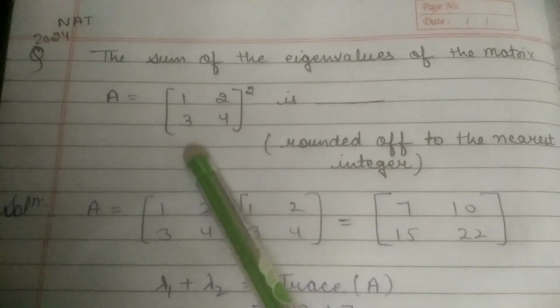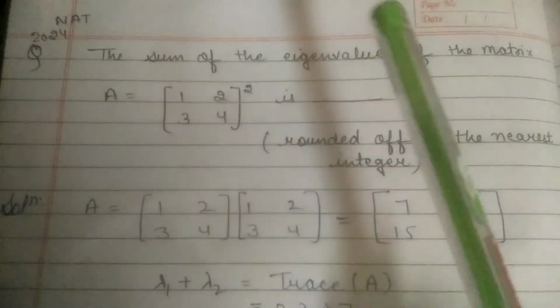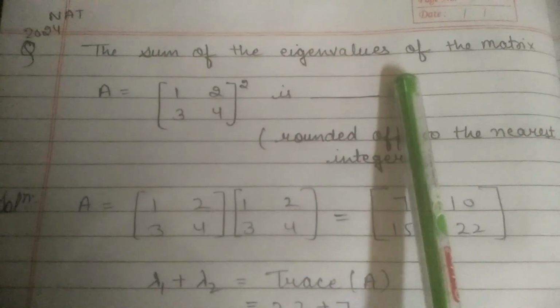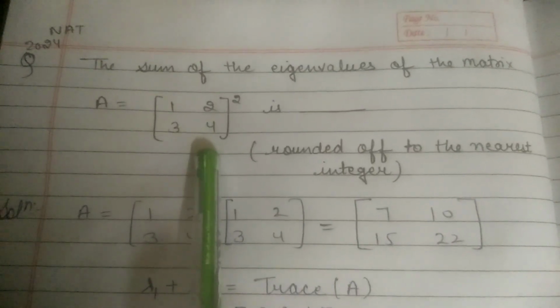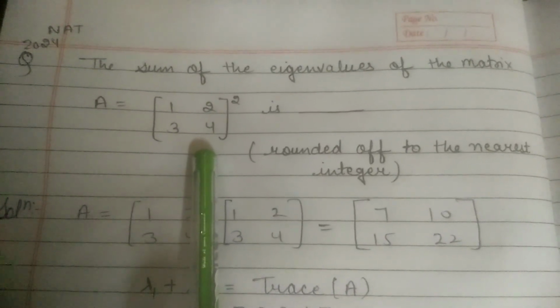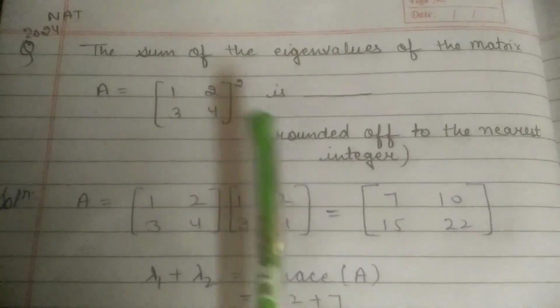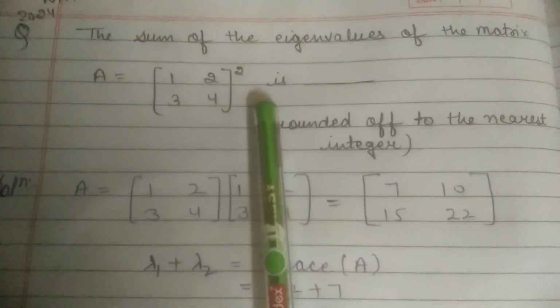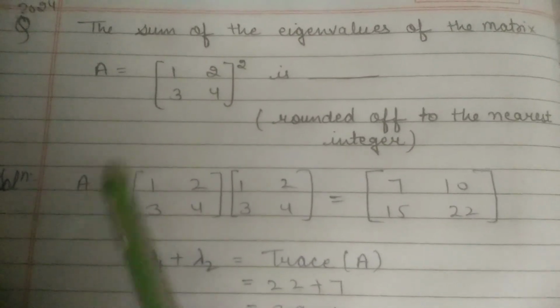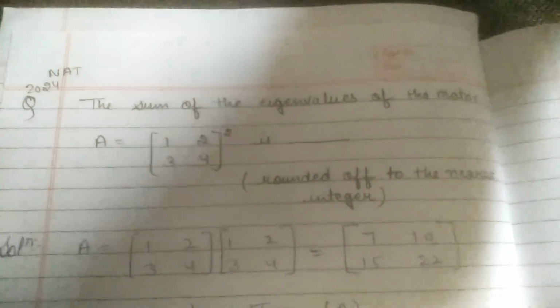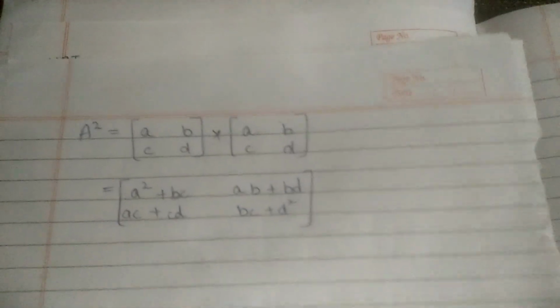And the second question from linear algebra is, we have to find the sum of the eigenvalues of the matrix. It is the square of the 2 cross 2 matrix. So first of all, we have to find the square. We have to do the standard matrix multiplication. So it's a square. See how to do the matrix multiplication of the 2 cross 2 matrix.